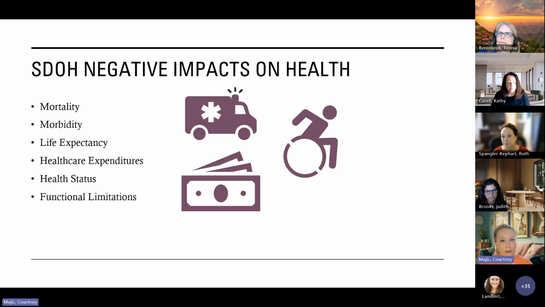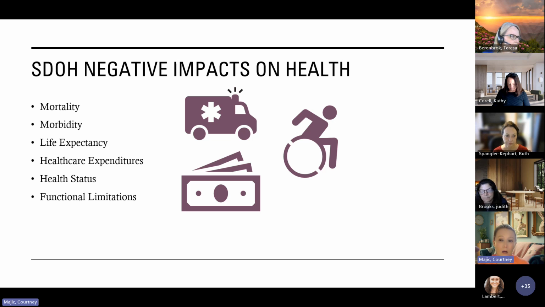Now we're going to talk about the negative impacts on health. Patients that are experiencing social determinants of health have higher rates of mortality, which is the state of being destined to die, higher rates of morbidity, and this is the rate of a disease in the population, so higher rates of certain diseases. Life expectancy is shorter for those that experience the social determinants of health.